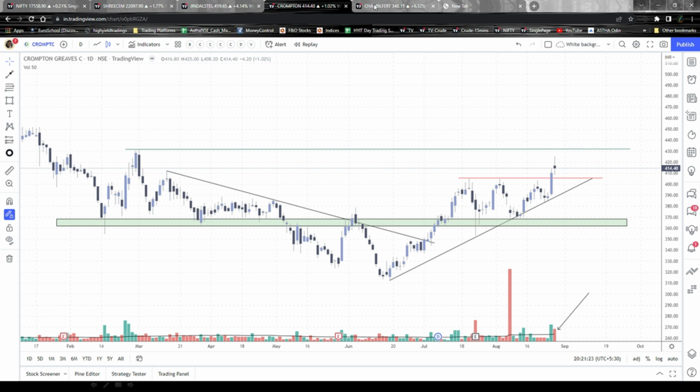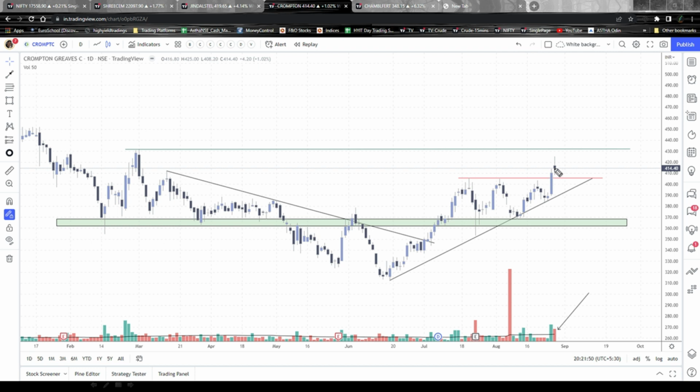Now moving on to Crompton Greaves. A bit tricky here. The first thing is the green zone. Obviously, it is a huge support. The second thing, as you can see here, the red line: it has retested this resistance level 3 times, and it was the fourth time when it was able to breach this particular resistance. So of course, this is a very strong breakout in the upward direction.